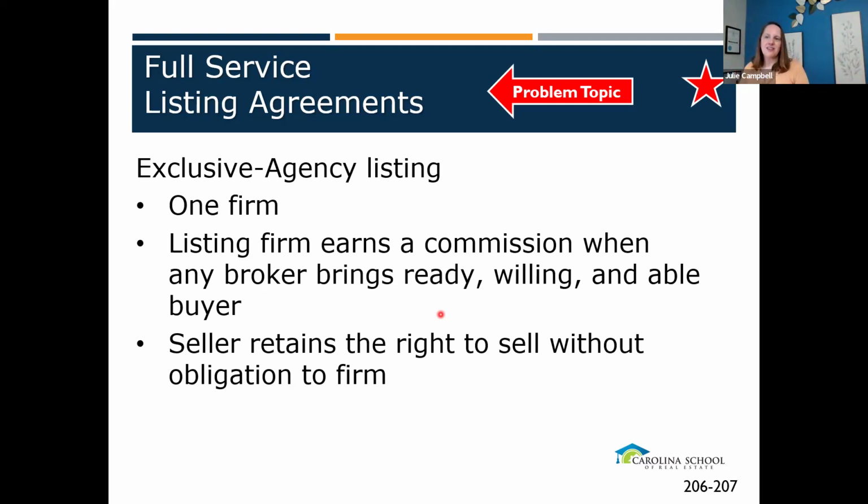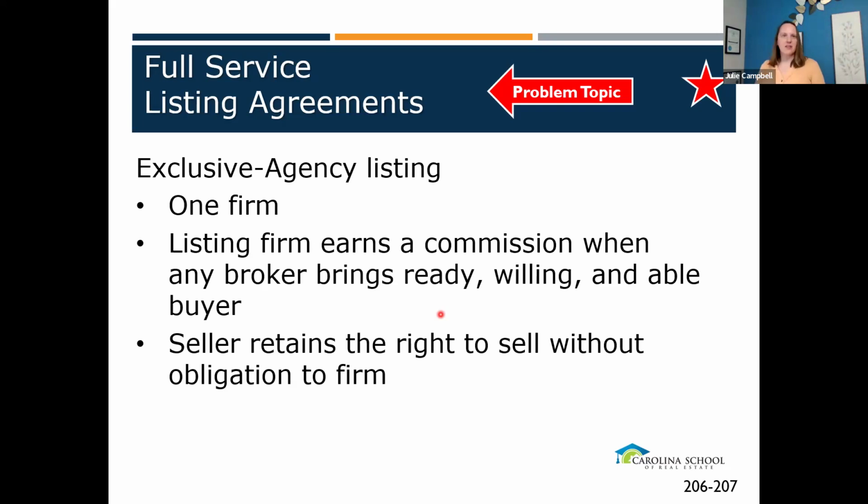And the seller retains the right. I'm sorry, let me correct what I just said. That firm will get paid when any broker brings that ready, willing, and able buyer. So one firm, if another broker brings a buyer, we get paid, but the seller still retains the right to sell it on their own.